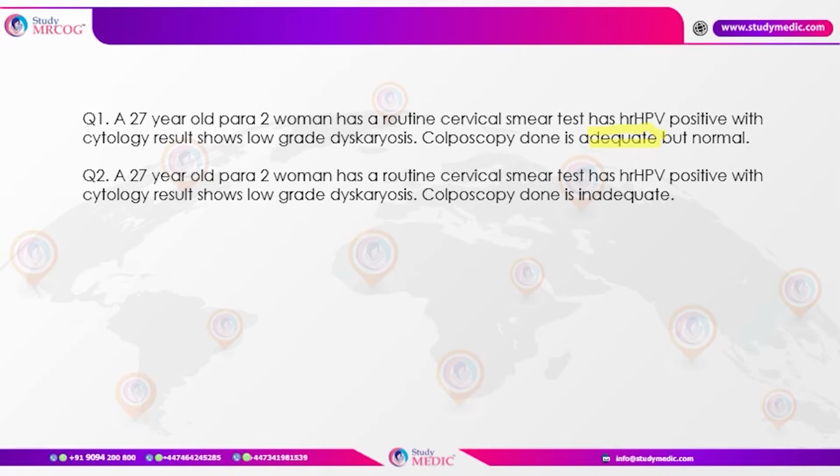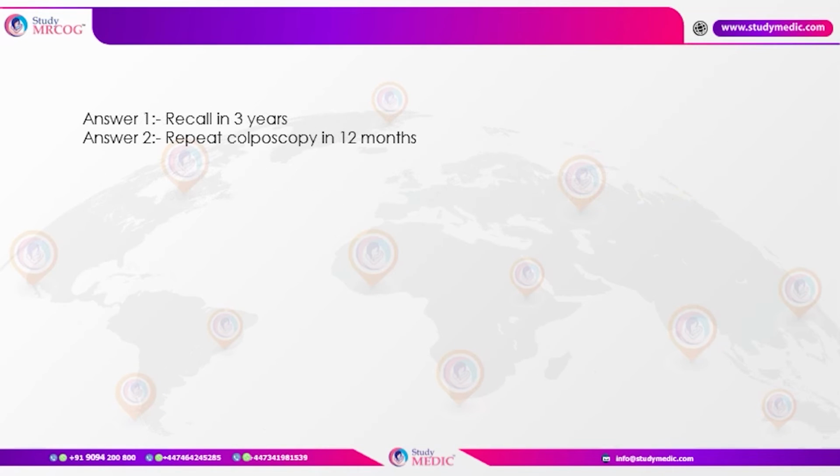Similarly, another question: routine cervical smear, HR-HPV is positive, cytology is low-grade dyskaryosis, however, colposcopy is inadequate. This is very important, whether it is adequate or inadequate, because accordingly the management will change. Now let us have a look at the flow chart which will help us answer this question. The answer to the first question was recall in 3 years. The answer to the second question is repeat colposcopy in 12 months.